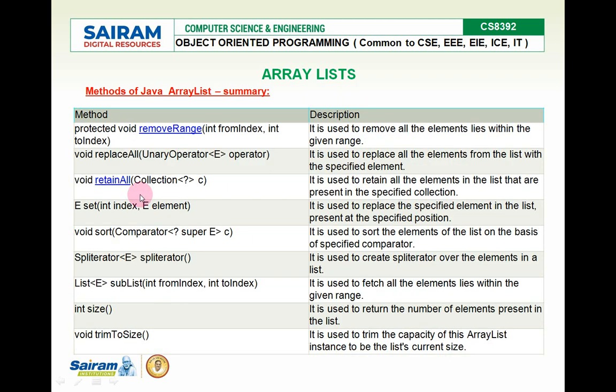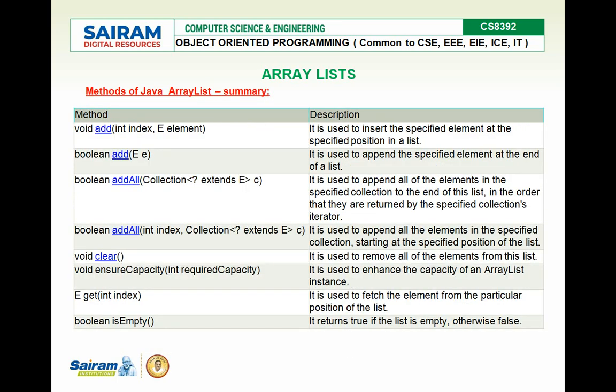Remaining methods we already discussed: removeRange, set, and sort. Sort lets you sort the array list elements. trimToSize means you can reduce the capacity of the array list. That is what trimToSize does. So these are all the methods available in the array list. This is given as a summary, you just refer to it. Very simple.